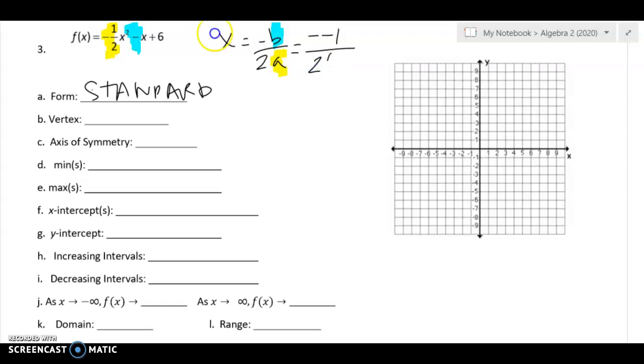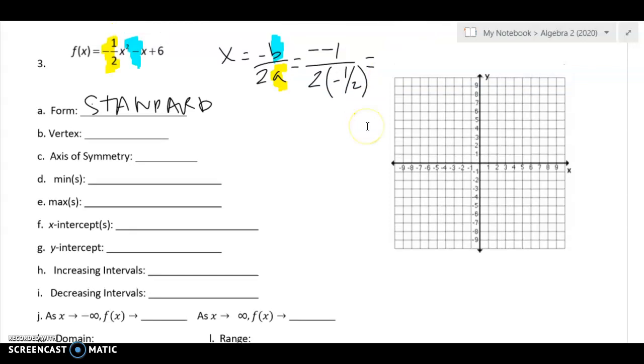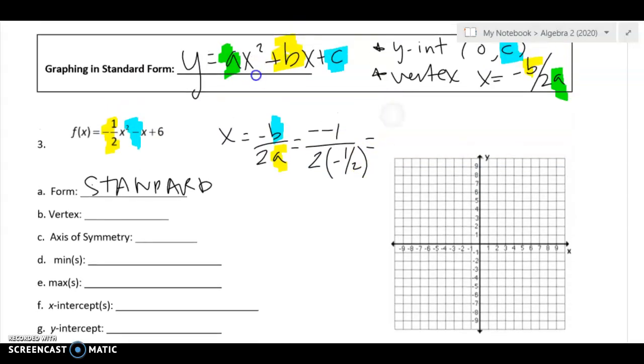So I have the 2 times the -1/2. So -1 becomes a +1. So let's write that. And then on the bottom, 2 times negative 1/2 is negative 1. Then just doing that division, negative 1 goes into positive 1, negative 1 time. That is the x value of your vertex.